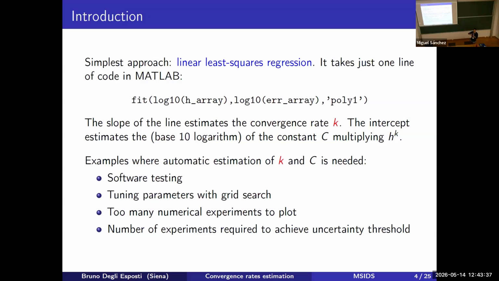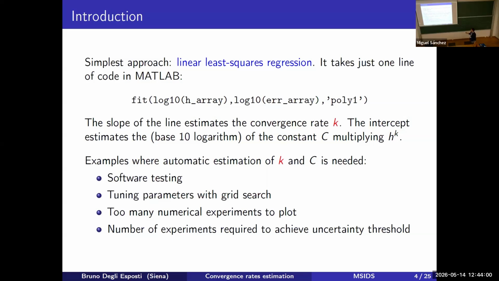So we have an array of h values, an array of errors. And this way we estimate the slope k and the intercept. So basically the height of the line gives us also an estimate for the constant in front of the h to the k term, which is nice when we want to compare different methods for the same problem, of course. When we change the problem, C also changes.